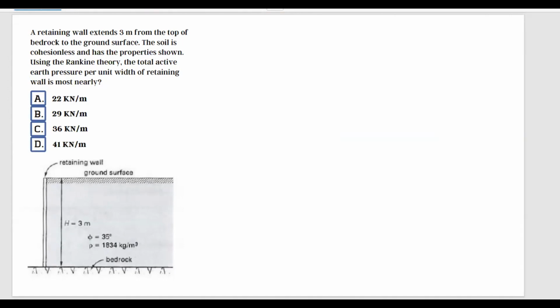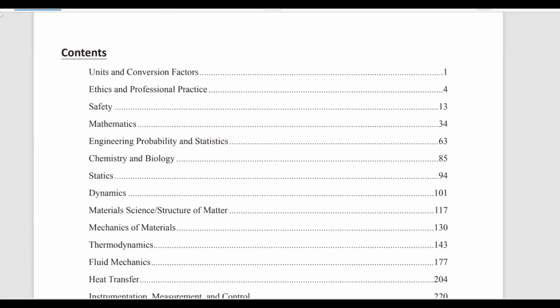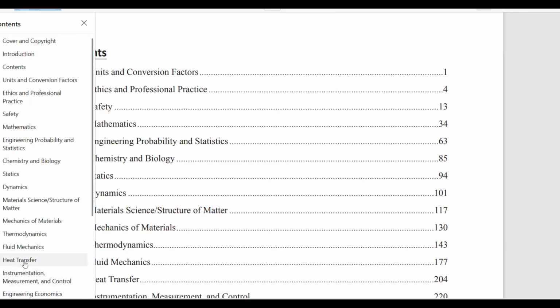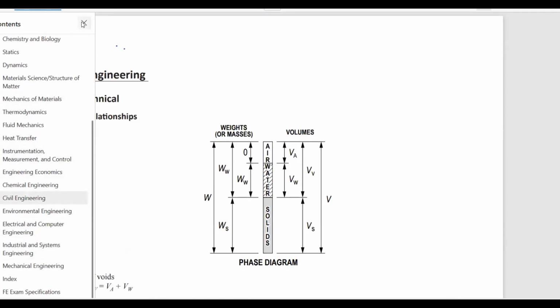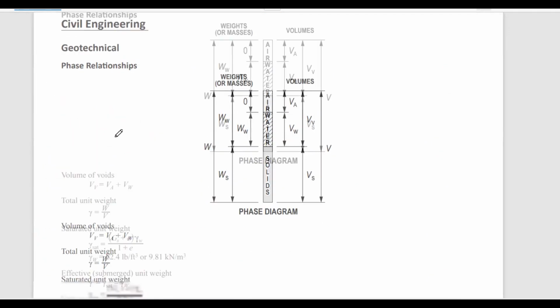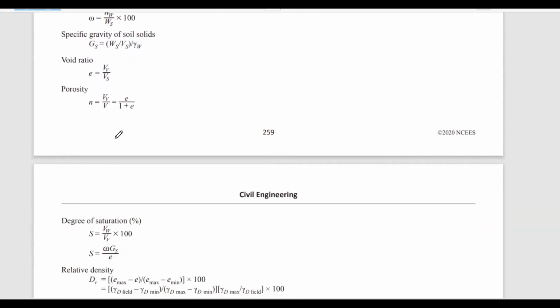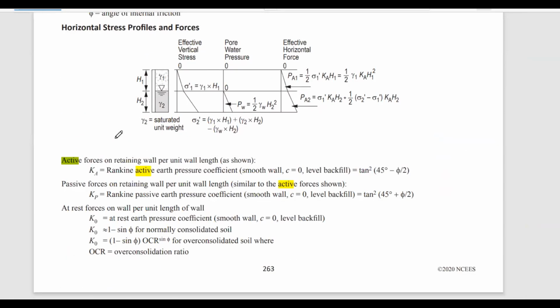And the key word here is active earth pressure, which means we're going to have to calculate Ka. Let's go to the FE Handbook and find the formula for Ka. We can either go to civil engineering, which brings us straight to geotechnical, and scroll down a bit, or you can do a search for active earth pressure coefficient Ka. This is what we're going to have to calculate and use in our problem.